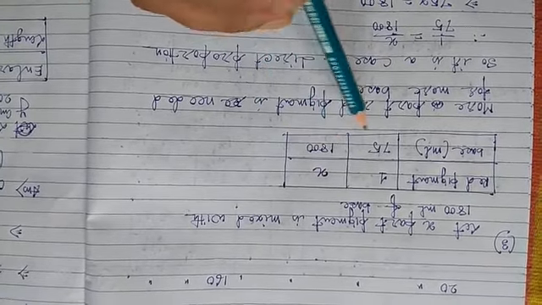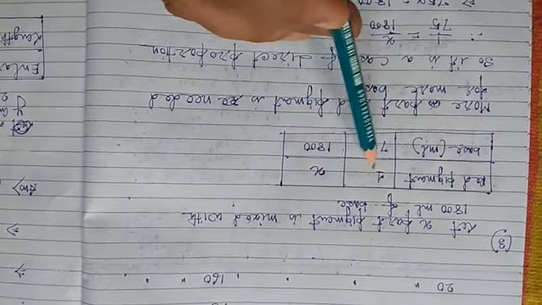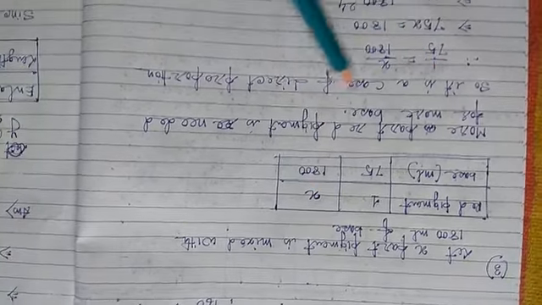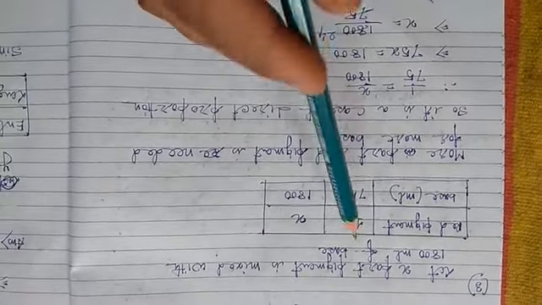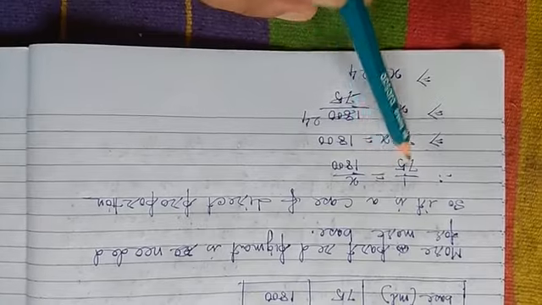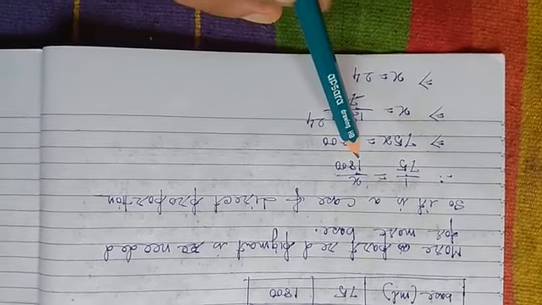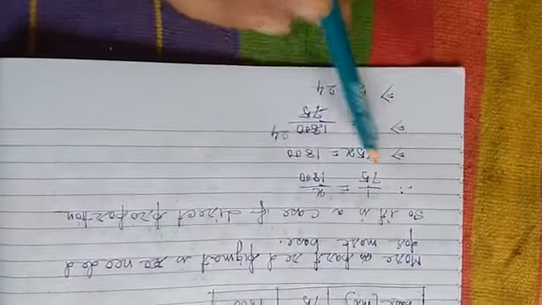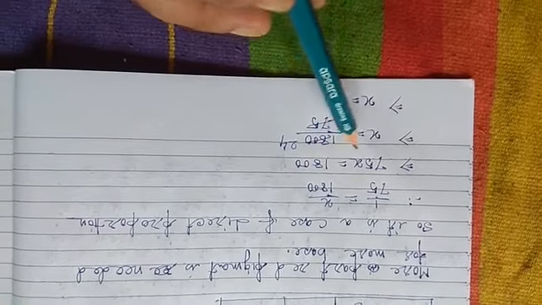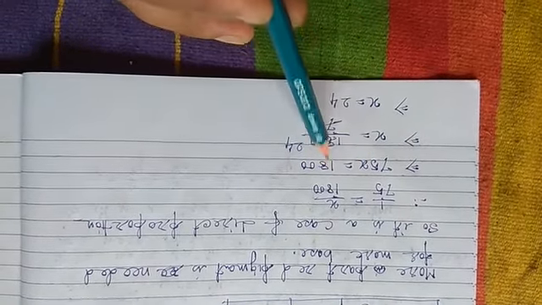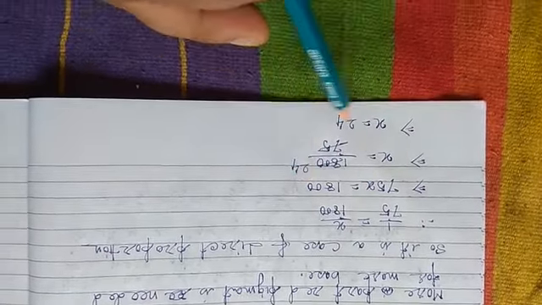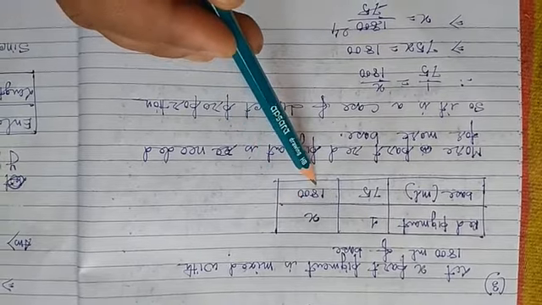So if the base is increased, then part of the red pigment is also increased. So it is a case of direct proportion. So 1 by x equal to 75 by 1800. So this is the linear equation. After the cross multiplication, it is 75x equal to 1800. So x equal to 24. So 24 parts of red pigment is mixed with 1800 ml of base.